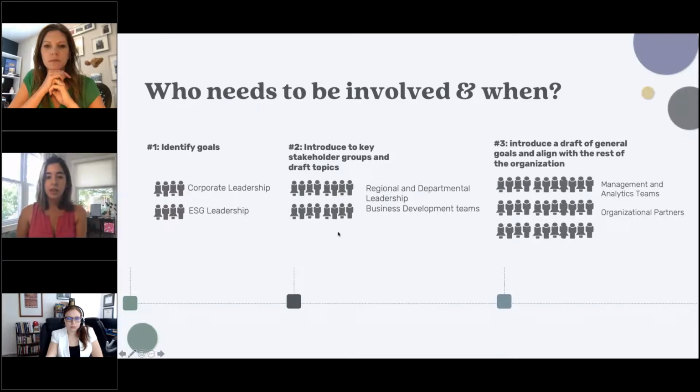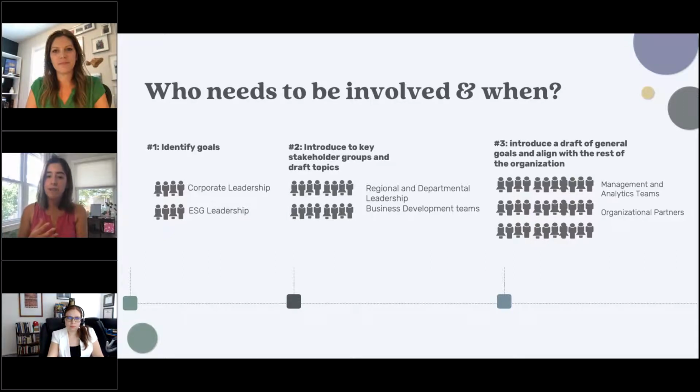And lastly, you introduce a draft of the general goals and align with the rest of the organization. At this point is where you get a little broader, a little boots on the ground, the people that are really gonna be taking this concept and implementing it, making it a reality. The people that moving forward after the materiality assessment are going to be tracking the different steps towards the final goal. So this can include management and analytic teams.